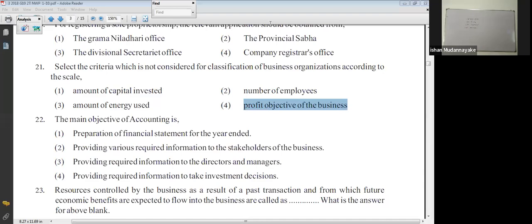If you're sending messages, please send messages to the host. Right then, the answer is the fourth one.